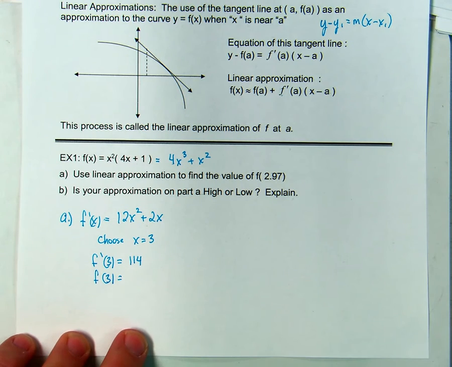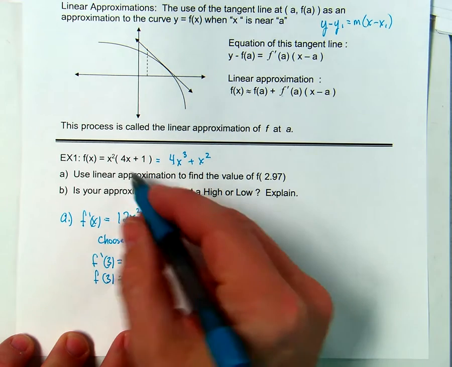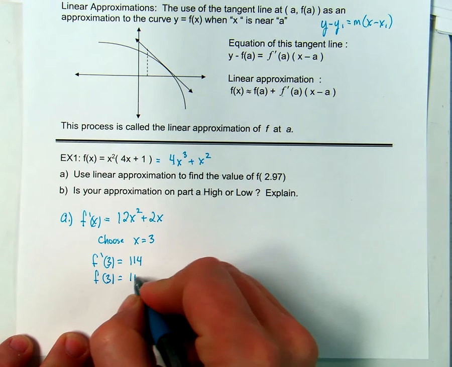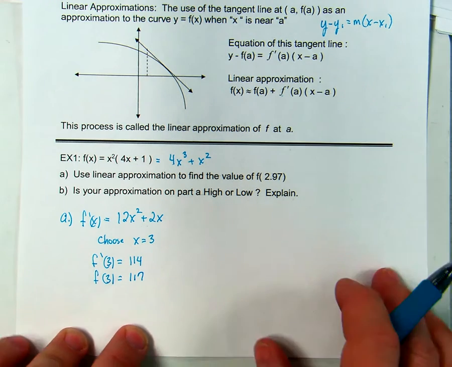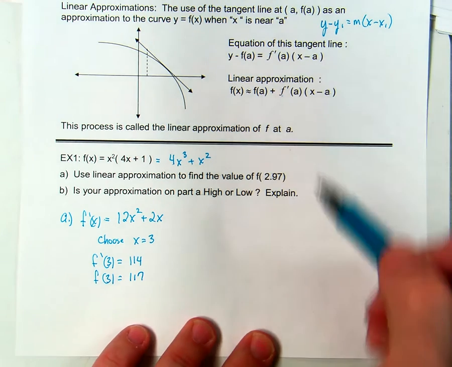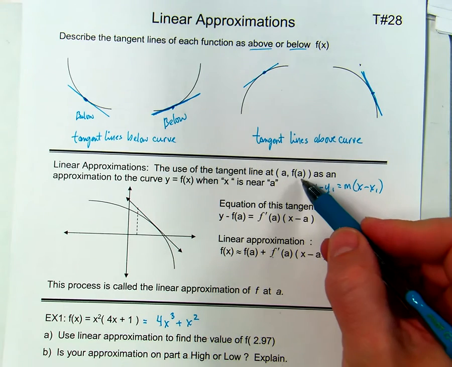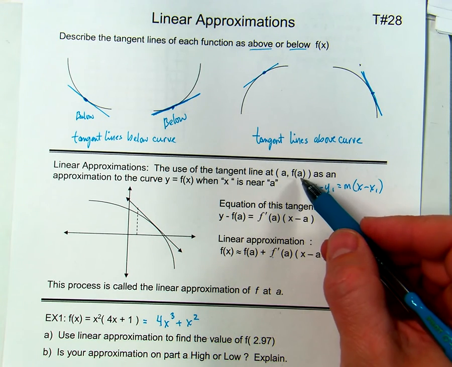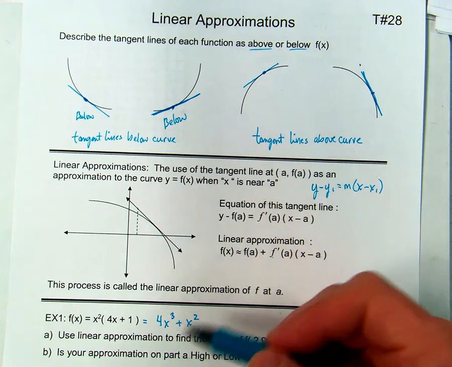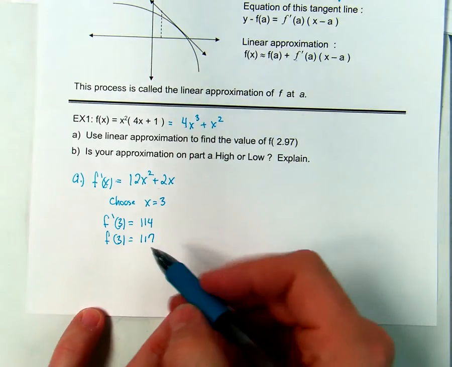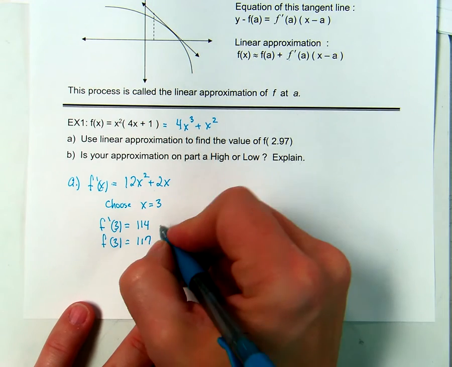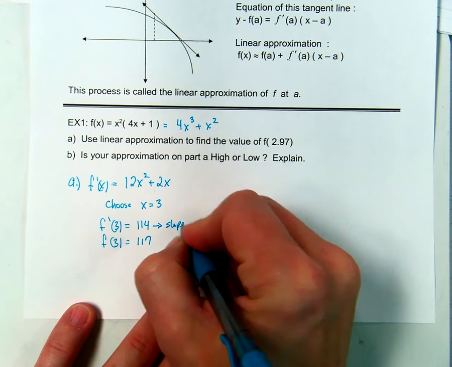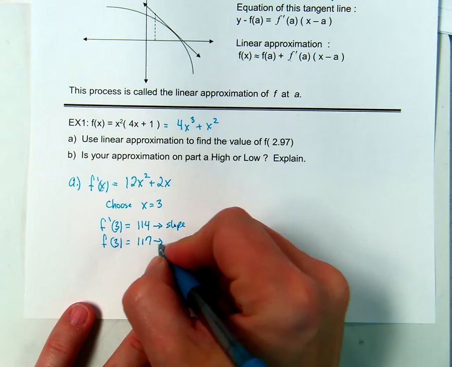F of 3 was, if I plug 3 into this right here, you can do it in your calculator, it should be 117 actually. So I have a value that is, let's say, f of a. We talked about f of a up here. F of a, so we plug it into the original, and then we also plugged it into the derivative. This derivative gives us what? What is this giving us? Slope. Good answer. This value is giving us what?